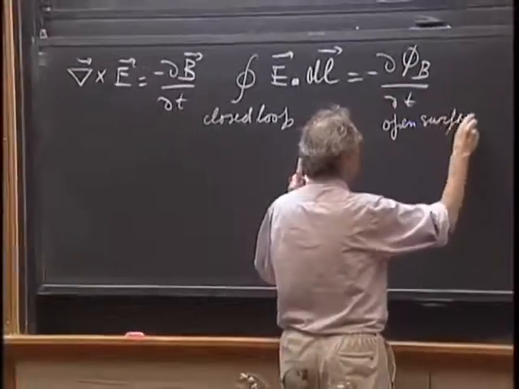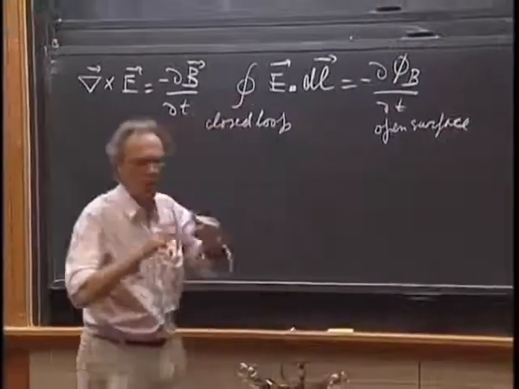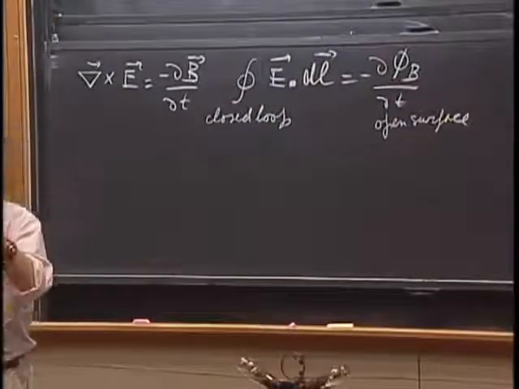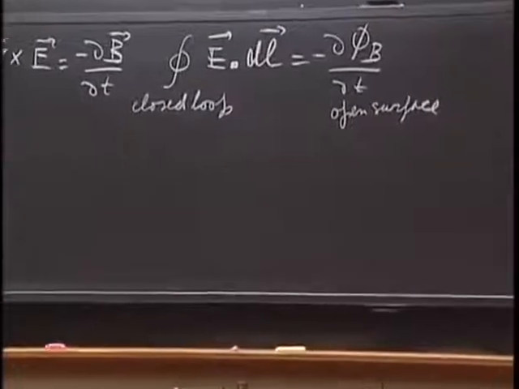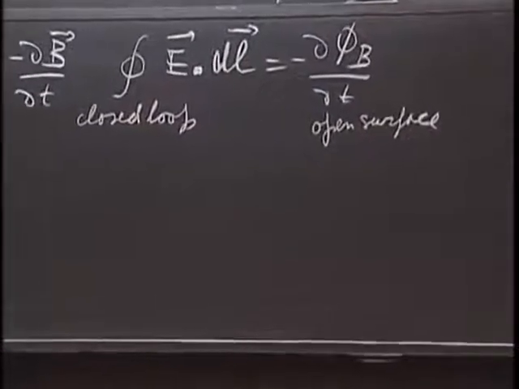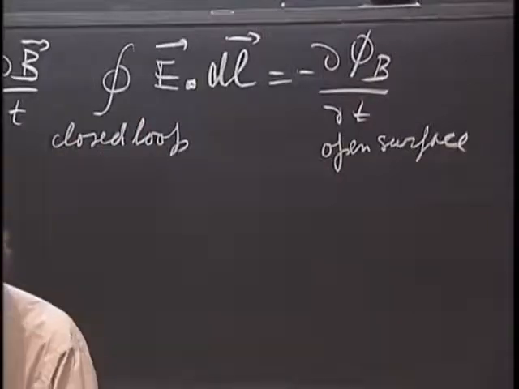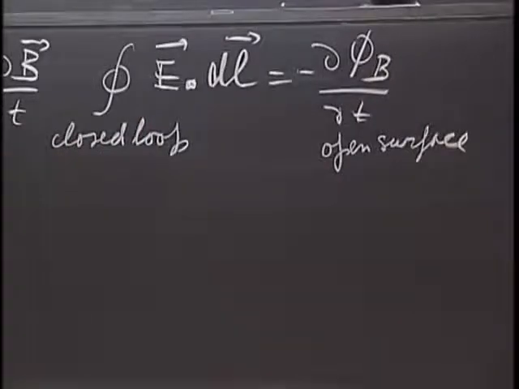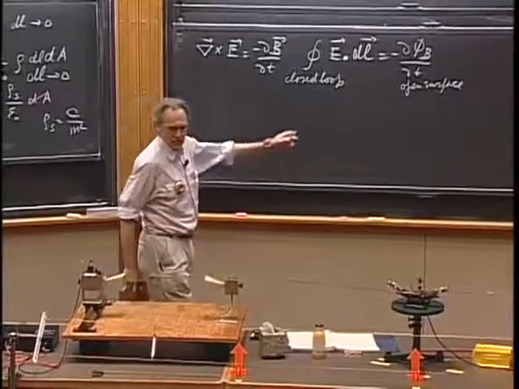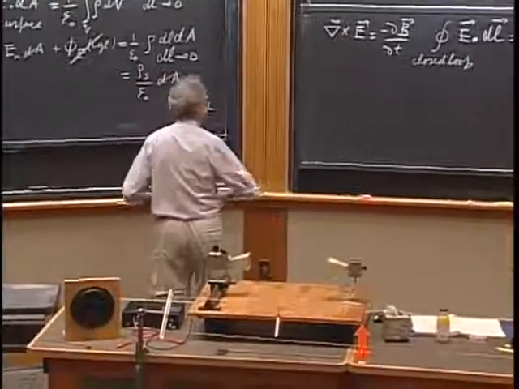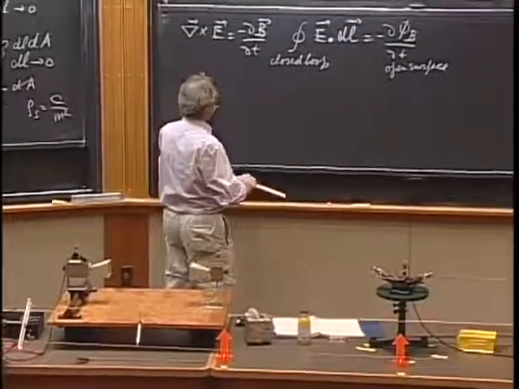It is an open surface. I cannot stress that enough. You choose a closed loop. You can do it right here in space. You can attach to that an open surface which could bulge out into the audience. At any moment in time, this will hold. And so whenever you deal with curls, you do line integrals. And so let's do a line integral and then see what boundary condition that leads to.